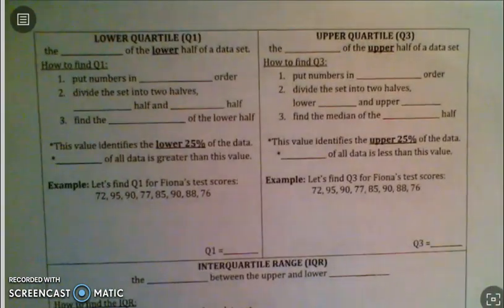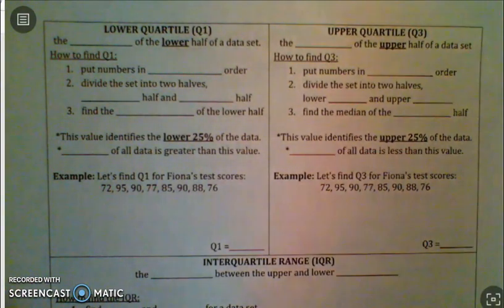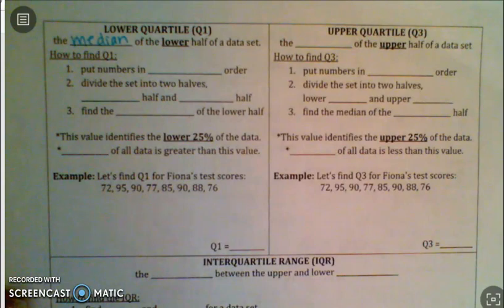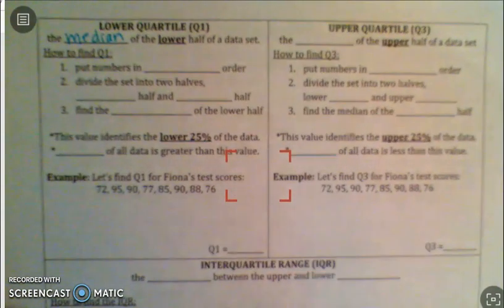Okay, so on this back part, this is newer. So make sure you pay attention. So the lower quartile is the median of the lower half of the data set. So it's the middle number for the lower half of the data set.